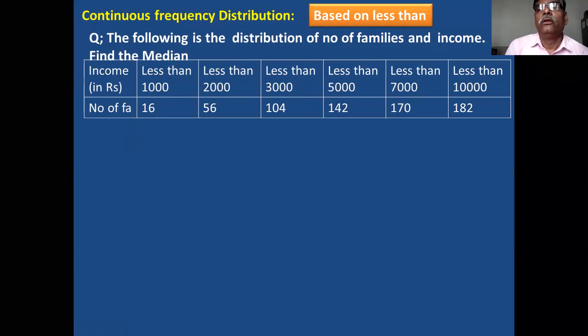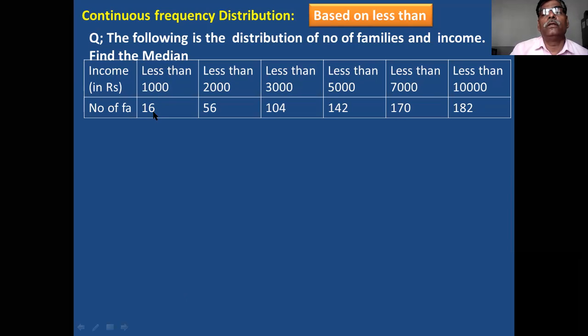Okay. You first need to know the meaning of the word. Less than 1,000 means their income is less than 1,000. They are 16. Less than 2,000 means some person's income may be zero. Less than 2,000 means whatever numbers you count below 2,000 all come under less than 2,000. Less than 7,000 means not only 7,000, it means 0 to 6,999 numbers come. Therefore, it is cumulative.